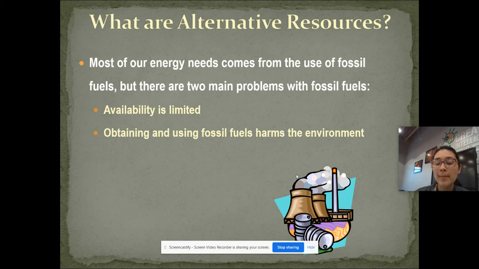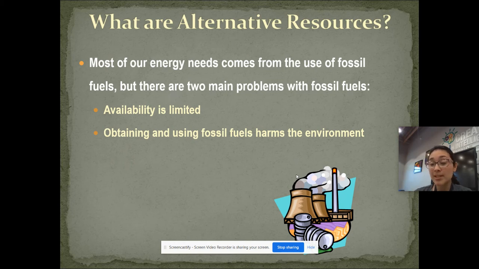Okay, so most of the time we use fossil fuels for energy, but there are two disadvantages to that. One, they run out, so there's only so much that we can use. And then the other thing is that when we burn them, they're really bad for the environment. So they create a lot of pollution. But the reason we use them is because they're cheap to use, as well as they don't take up a lot of space, and they're really good at producing energy.